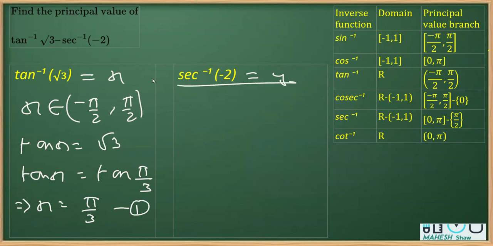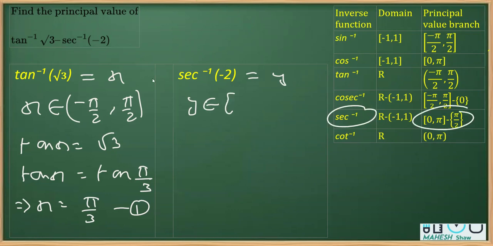Now coming to the next part, we have taken sec inverse minus 2 as y, and we should write that y must belong to, this is sec, so the principal value branch is 0 to pi, except pi by 2. Now, similarly, we can write from here, sec y is equal to minus 2.